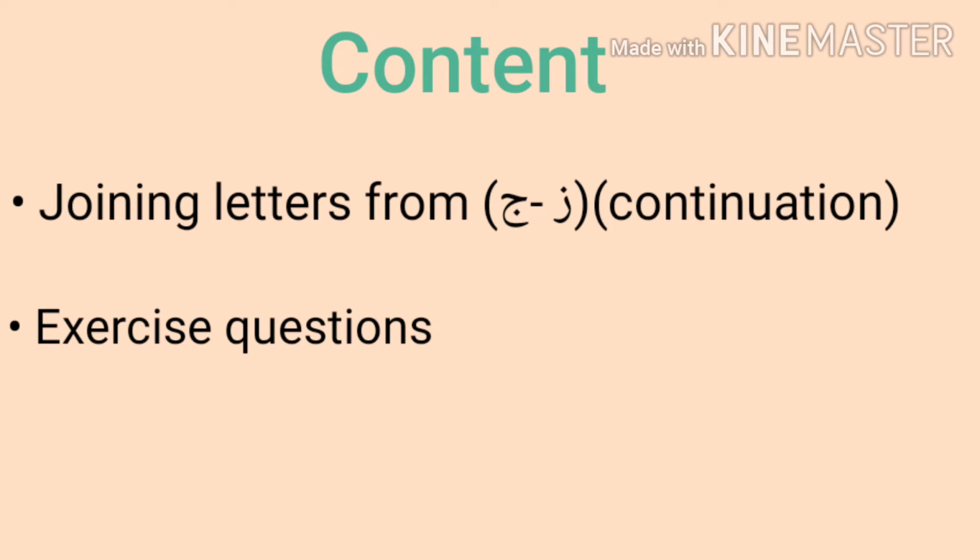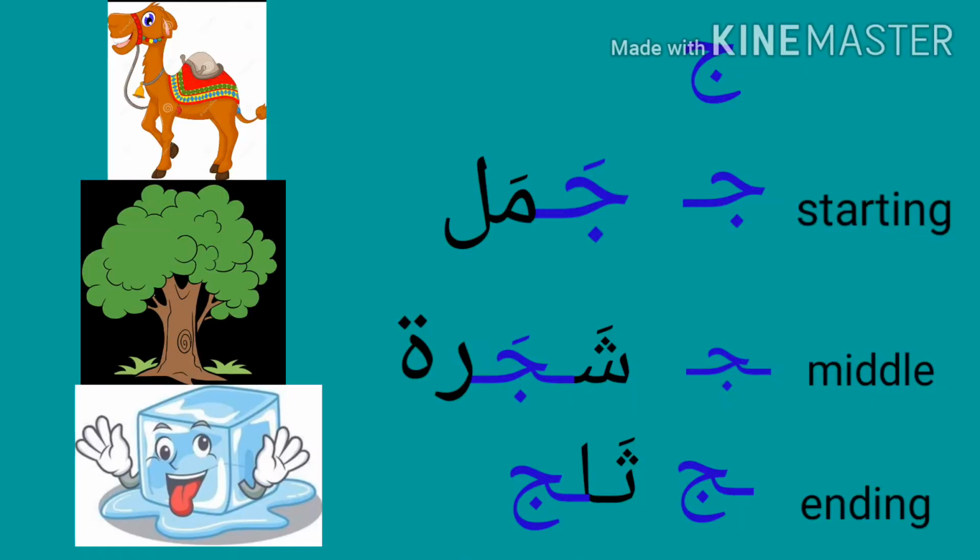So, let us now look at the letter Jim. In the case of Jim, Jim joins in three different ways. As you can see in the first example, Jamal, Jim joins as a starting or the initial letter. And in the second example, Shajra, Jim joins as a middle joining letter. And in the third example, Felch, Jim joins as the ending letter. So now you can see that Jim joins in three different ways.